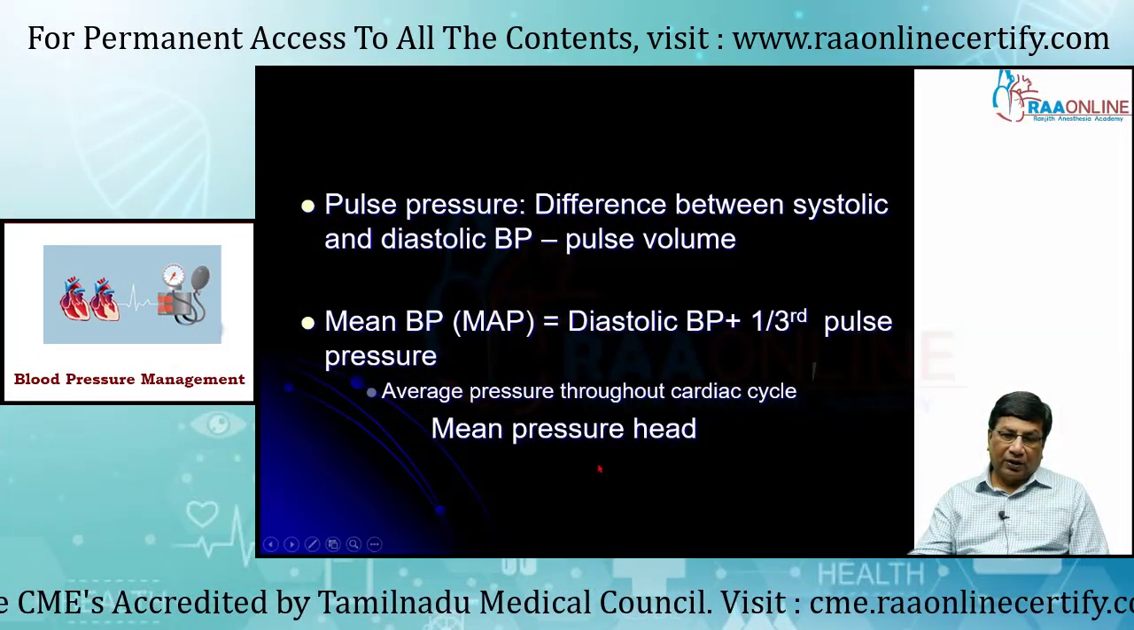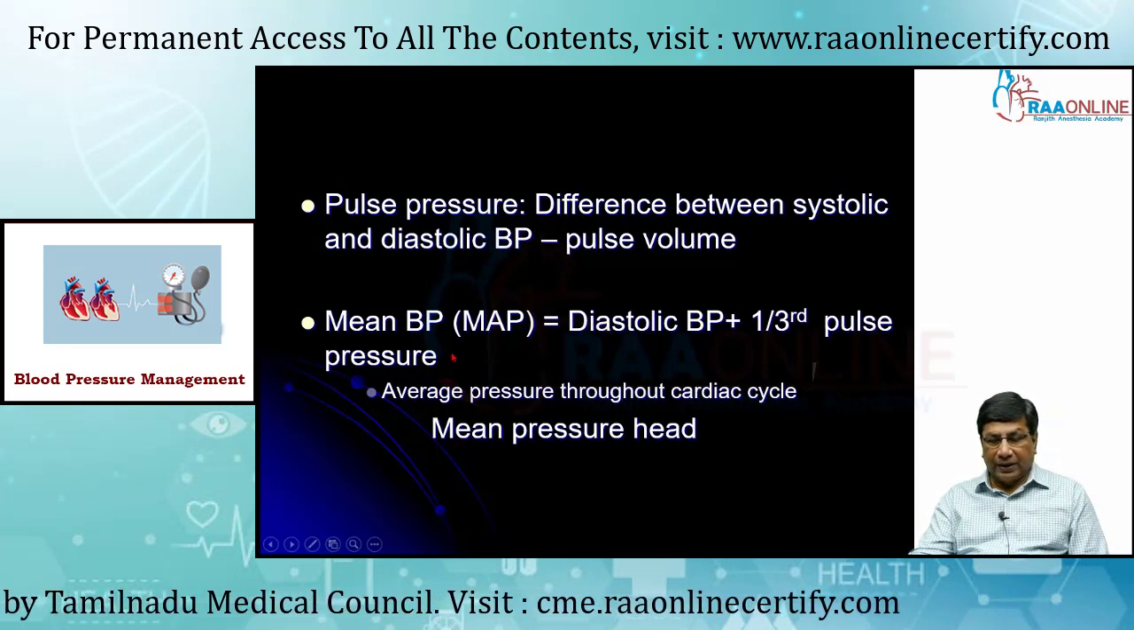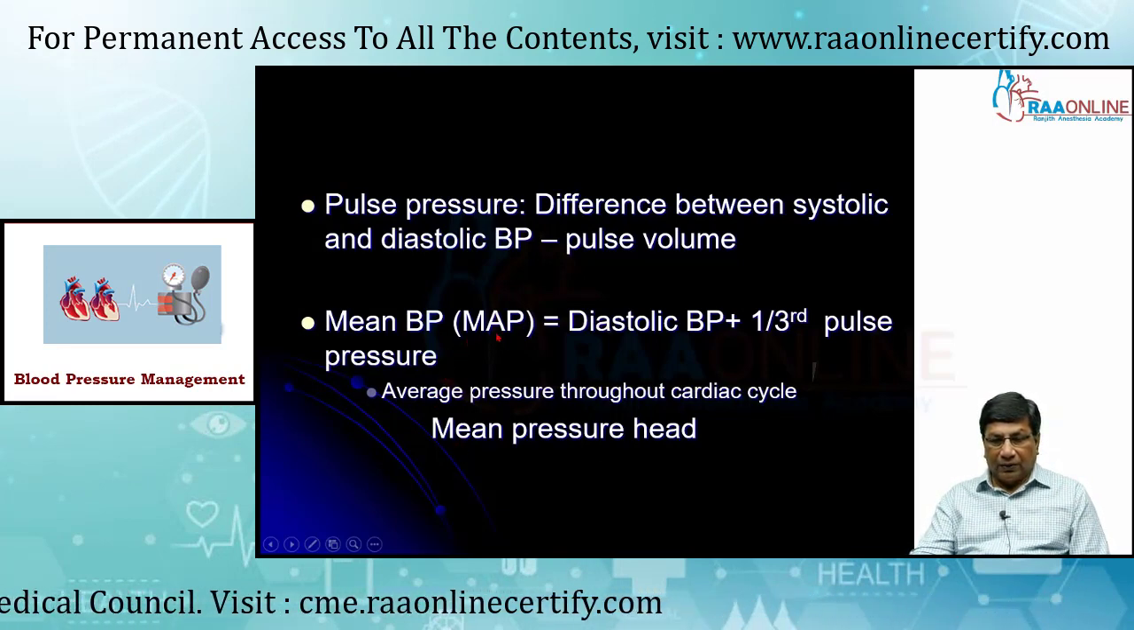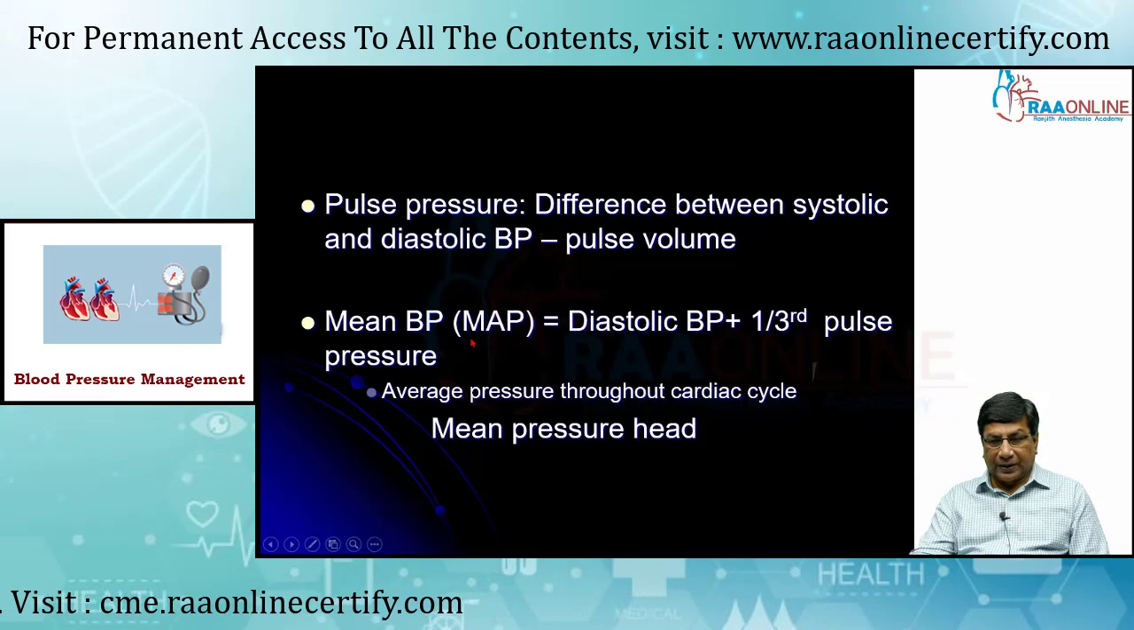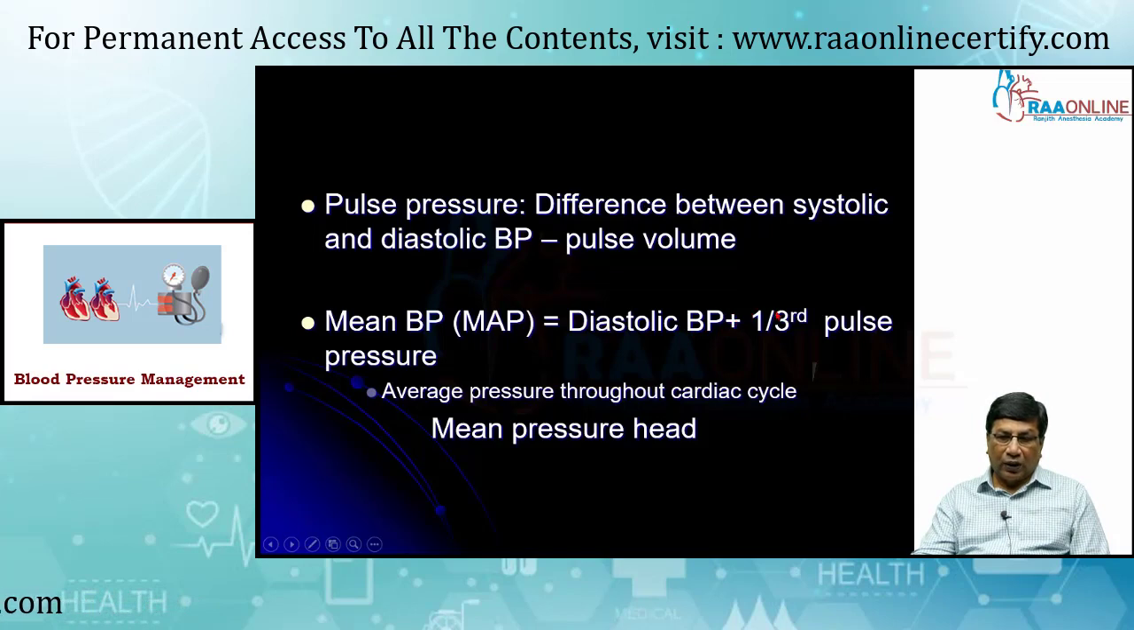Then sometimes, especially in the treatment of hypertensive emergencies, we talk about what is known as the mean arterial pressure. The mean arterial pressure is simply calculated as the diastolic pressure plus 1/3 of pulse pressure. So this is the equation to get the mean arterial pressure. There is another calculation to calculate mean arterial pressure. We will tell you some of it subsequently. But the simple definition of mean arterial pressure is diastolic pressure plus 1/3 pulse pressure.